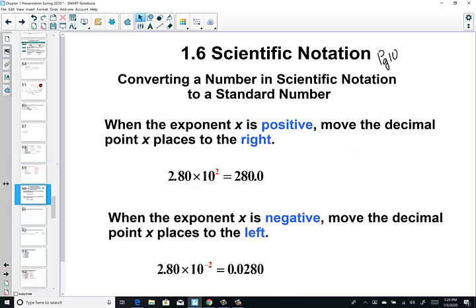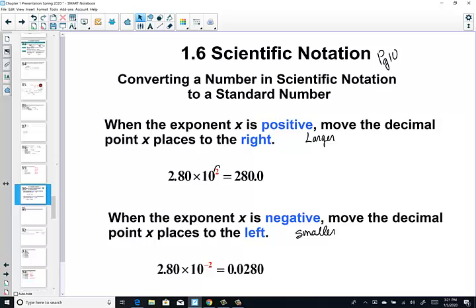When we're converting, oops, did I do this one? When we're converting a number in scientific notation to standard notation, remember that if the exponent is positive, the number gets larger. And if the exponent is negative, the number gets smaller. So positive integers are large numbers. Negative are the smaller numbers.